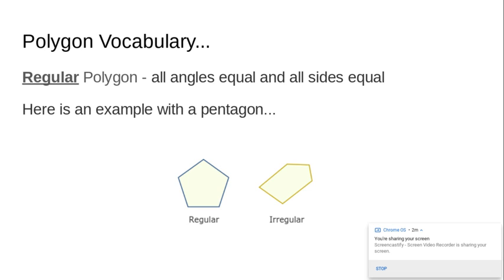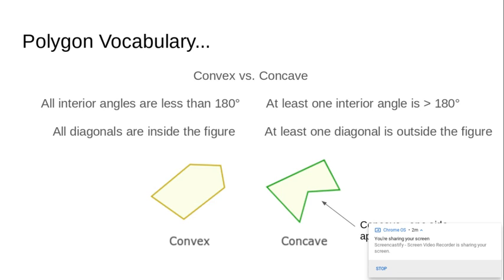The first one of them is regular. A regular polygon has to have all angles equal and all sides equal. So this is a pentagon example. The one on the left, the blue one, is regular. It has all 5 sides the same measure, and all of those angles would be the same. The one on the right is irregular. That's the opposite of regular, because the sides are not all the same length. There's 2 at the top that are much shorter. The ones on the sides are longer. So you can see they're not all the same length.